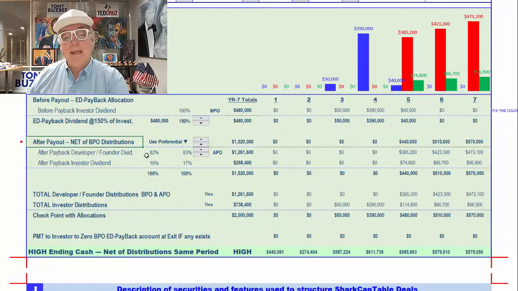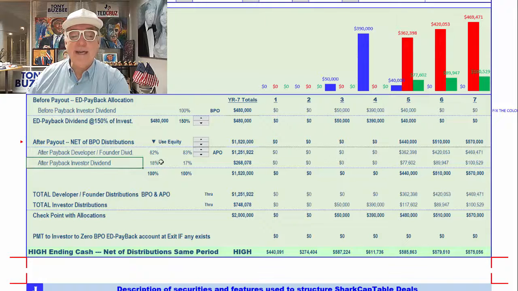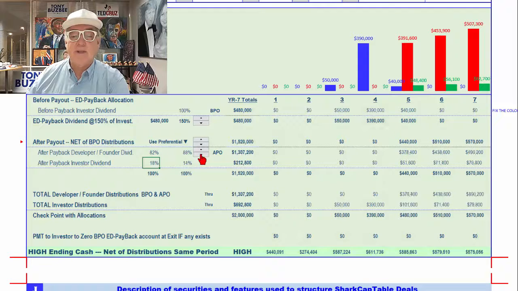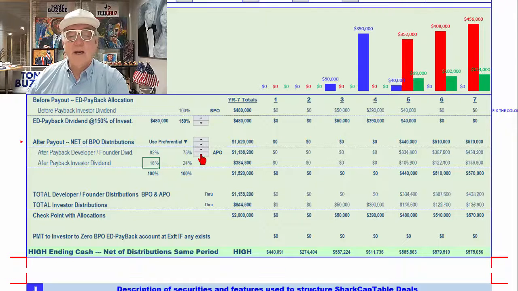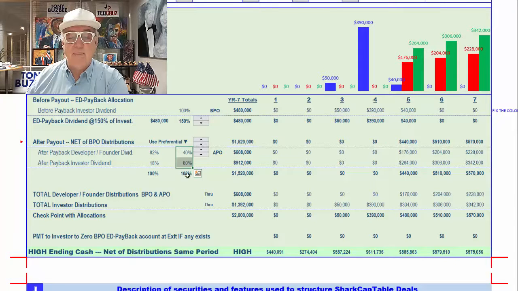Now, how do we do the preferentials or the after payout? Well, if we decided, this little spinner up here will say use the equity. In this case, the developer has 82% and the payback investor has 18% of the company. Or probably we'll click here and we'll use a preferential and maybe we'll set it up to be 60-40. And I'm going to make the investor get 60%. Am I ever not nice? So there it is. There's 46. It's 100%. See, they add up.